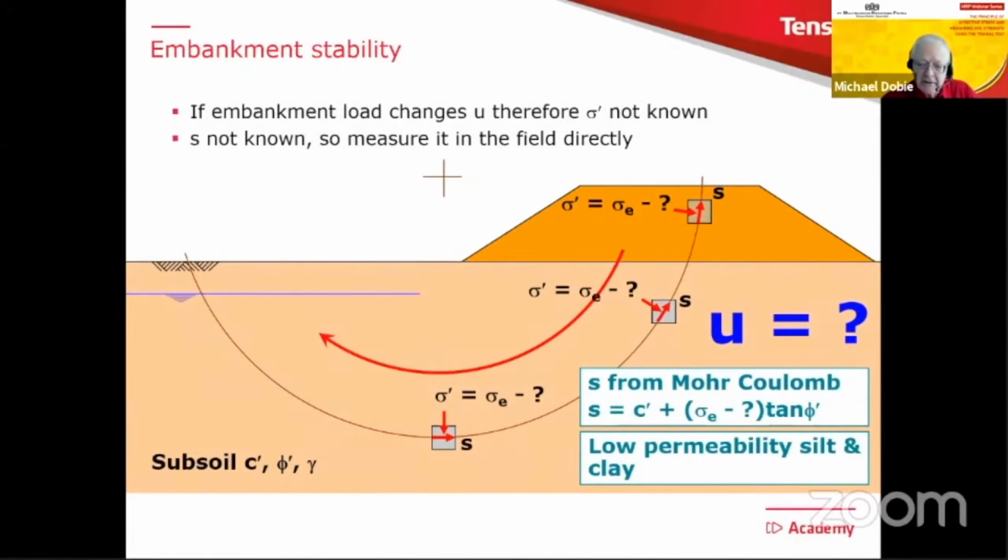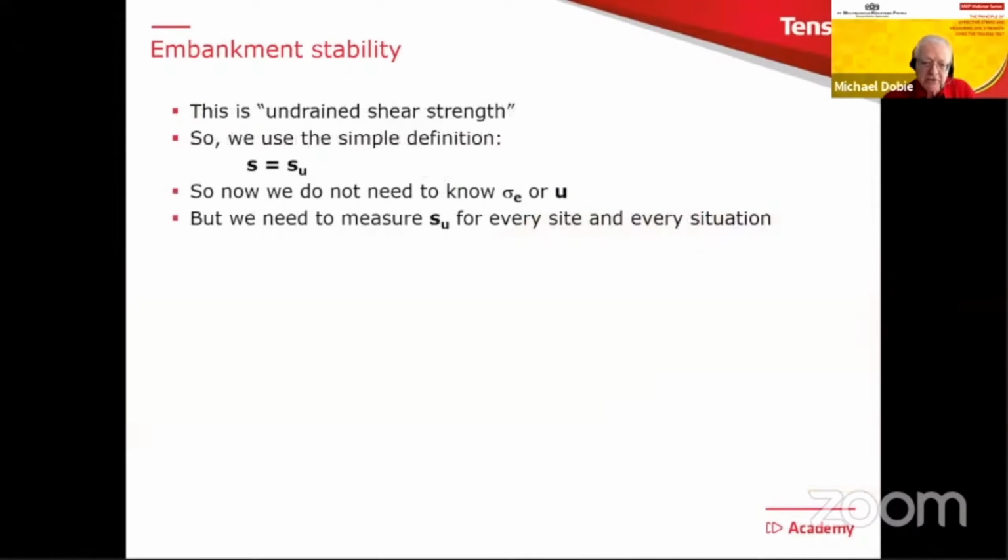So here is our embankment again. So we build the embankment over a low permeability, say, silty clay. And u is a big question mark. We don't know what it is. So what we're going to do in that case is to actually take out samples and measure their shear resistance. And of course, this is what we call undrained shear strength. And then we're going to use this very simple definition to say that s equals the undrained shear strength. And the nice thing about that is that we no longer need to know sigma e or u.